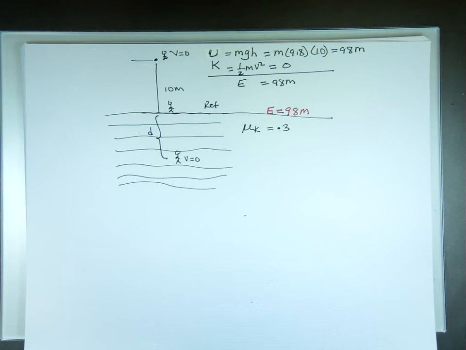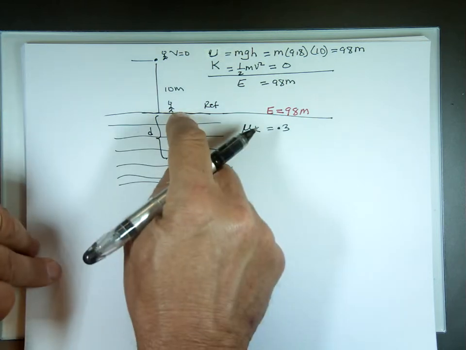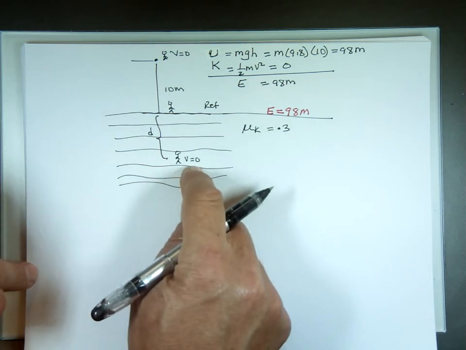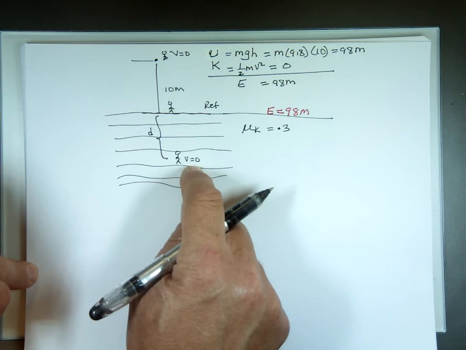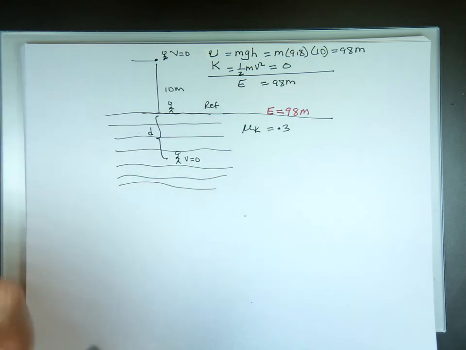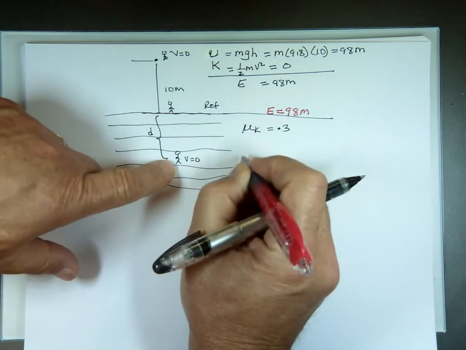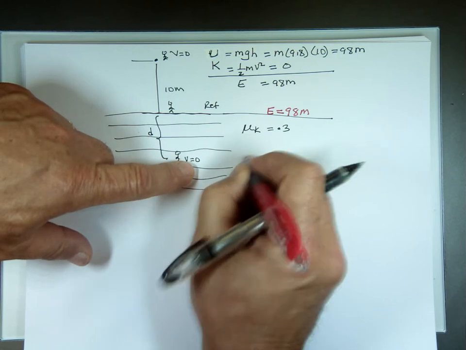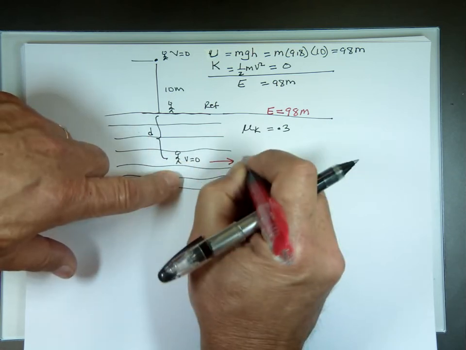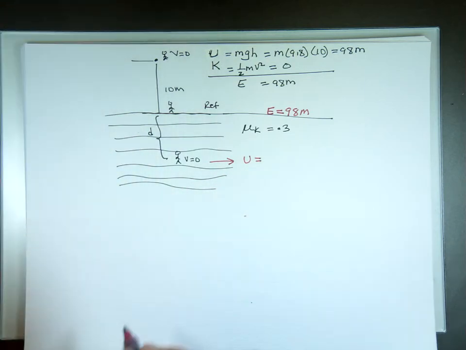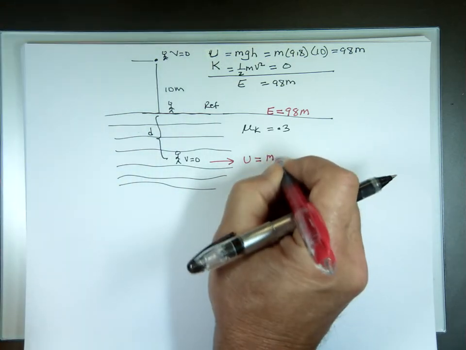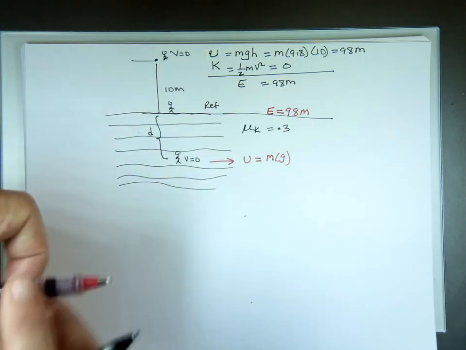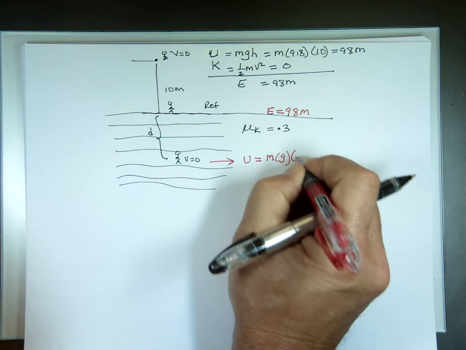Now let's look down here. The person hits the water and slides down through the water all the way to here. What is my potential energy down here? Mass times gravity. What's the height in relation to that one? Negative what? Negative d.